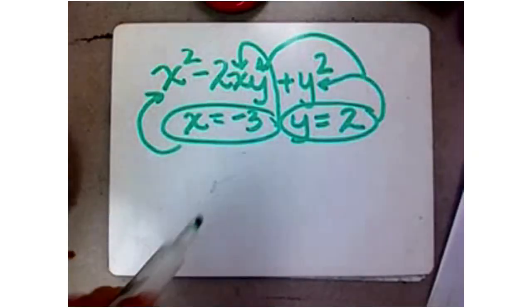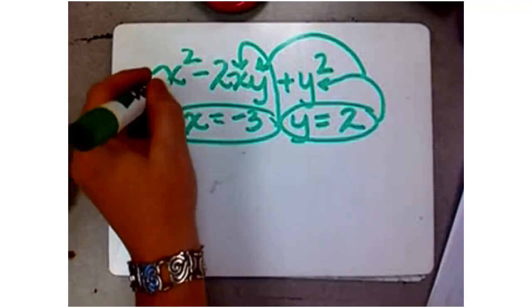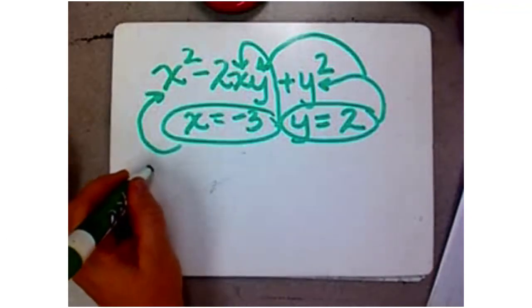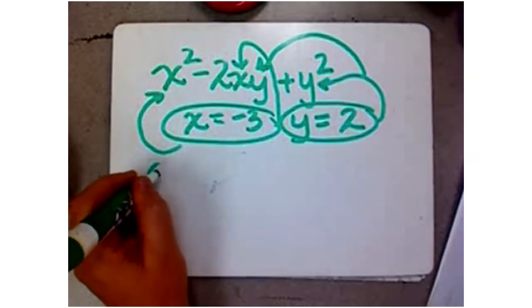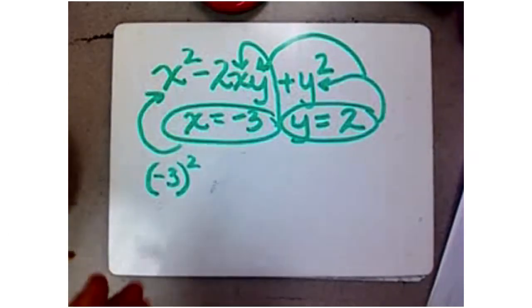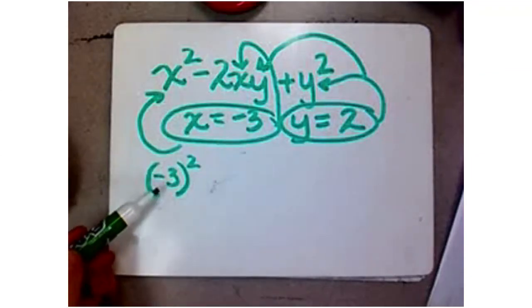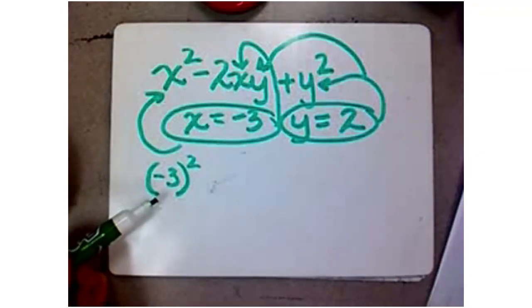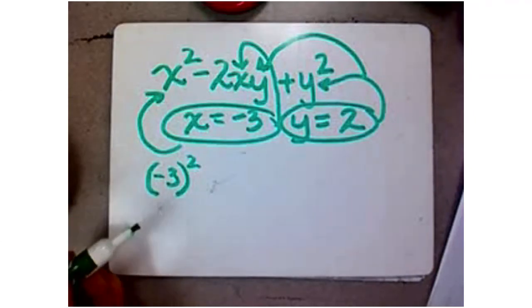I just made a crazy mess on my board, so I'm going to rewrite. Instead of x squared, I'm going to write, now this is careful, watch this, open paren, -3, close paren squared, because it's the entire x, -3. We don't want to write it without the parens or we get a mess, right? Remember that from our discussion about exponents and negative numbers.